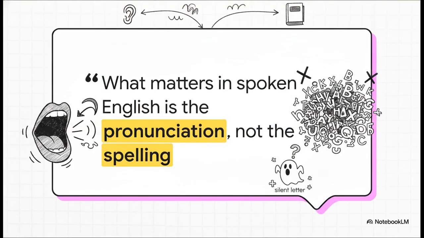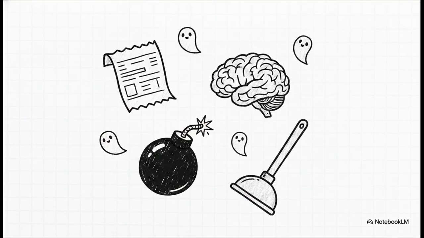But here is the absolutely crucial point we need to keep in mind. What matters in spoken English is the pronunciation, not the spelling, because they are very different. The spelling often tries to trick our brains into making a plosive sound that just isn't there anymore. It's the whole reason silent letters exist, which is kind of ridiculous when you really think about it. Take the silent P and B, for instance. The spelling promises a tiny explosion, but the actual spoken word drops it completely.